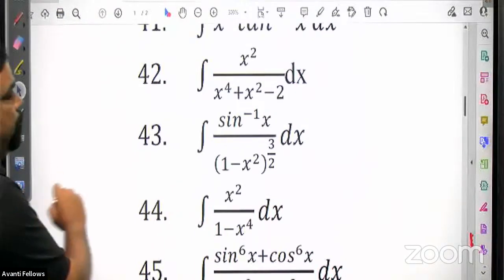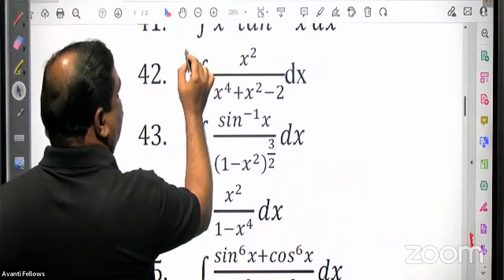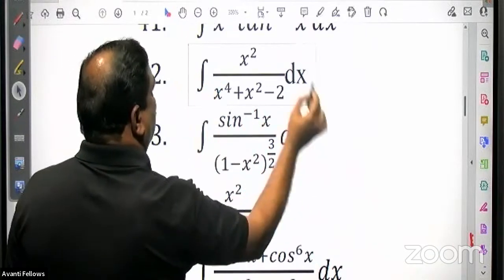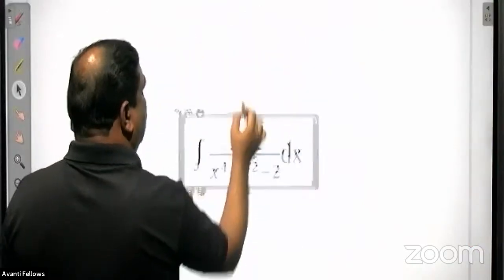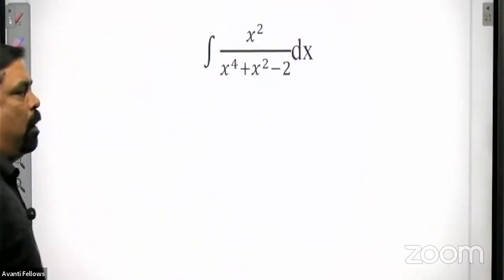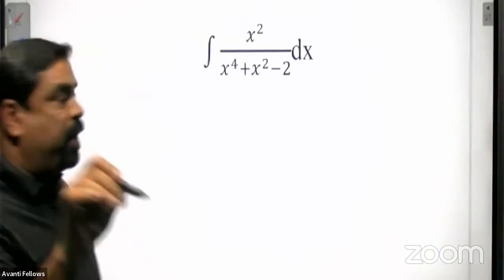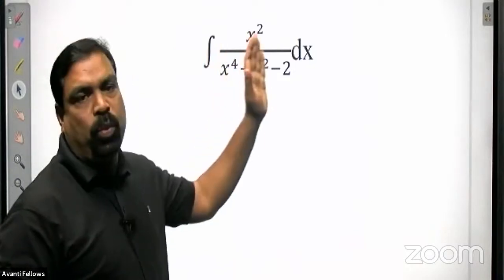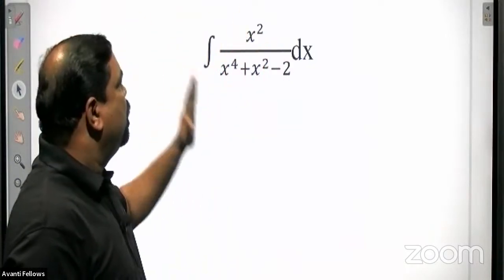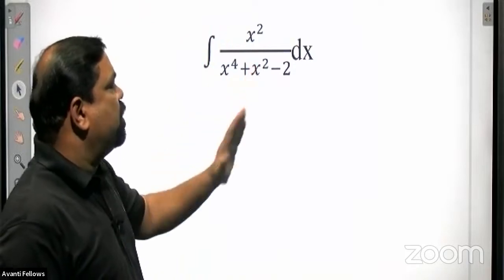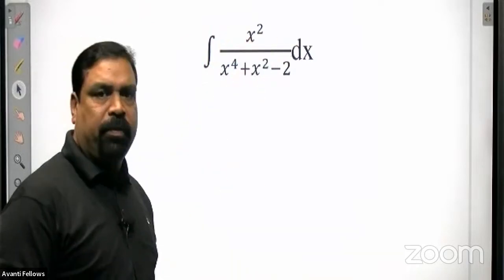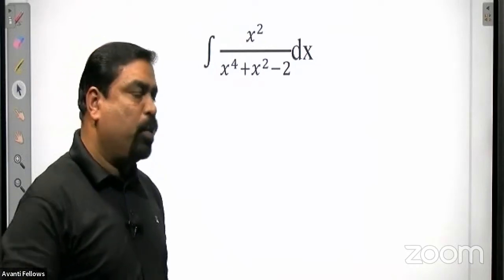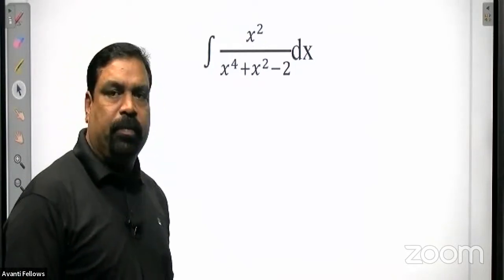So let us take this question, question number 42 here. Integral of x square by x raised to 4 plus x square minus 2 dx. So how to integrate this one?